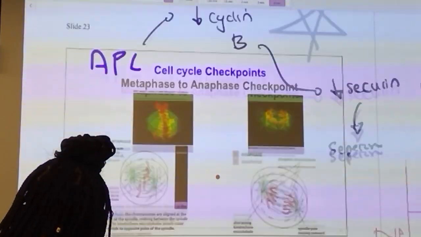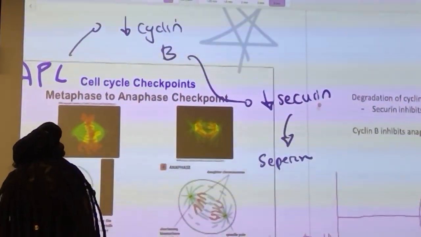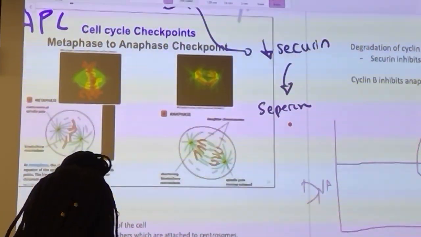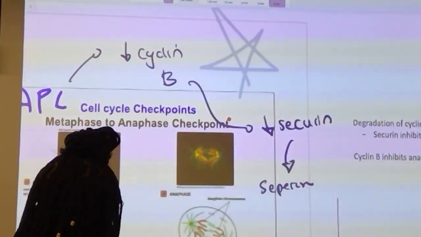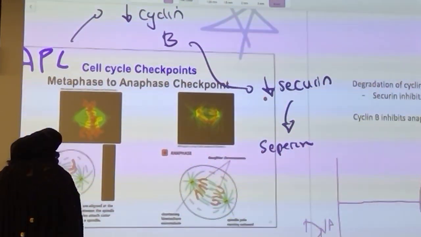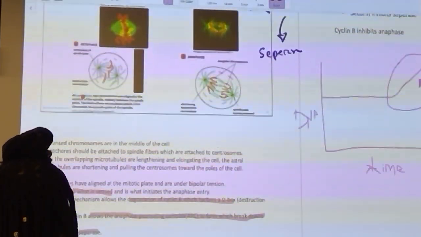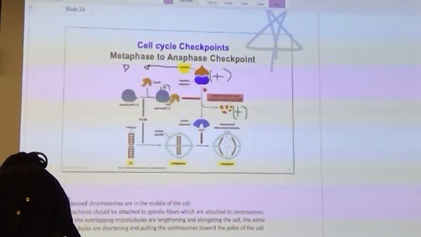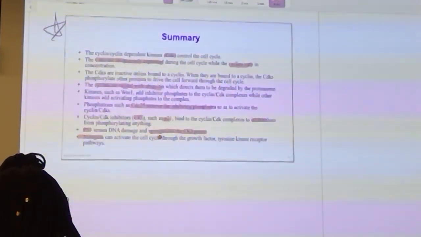We talked about that. Fall in cyclin B causes a decrease in securin, and it allows separase to break apart the chromosomes. So fall in cyclin B, decrease in securin, activation of separase to promote anaphase. Cool. Any questions about the subject?